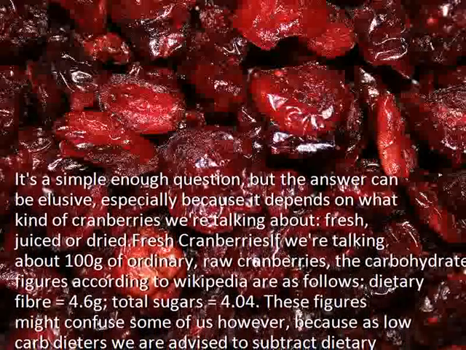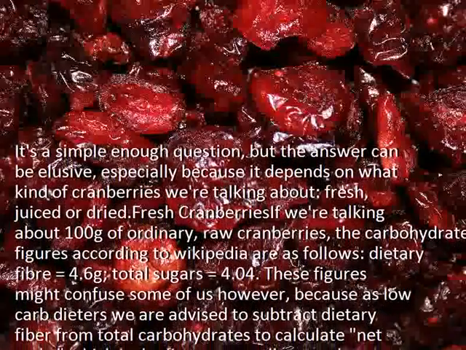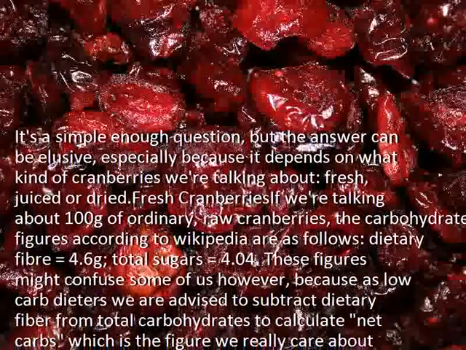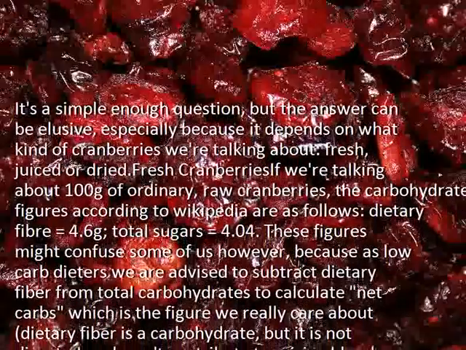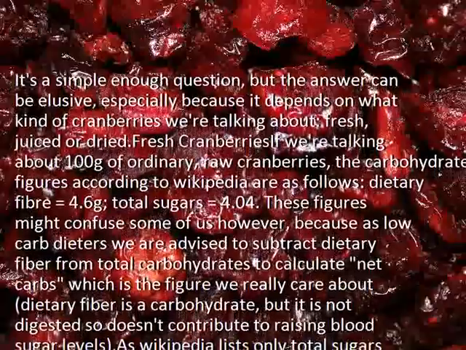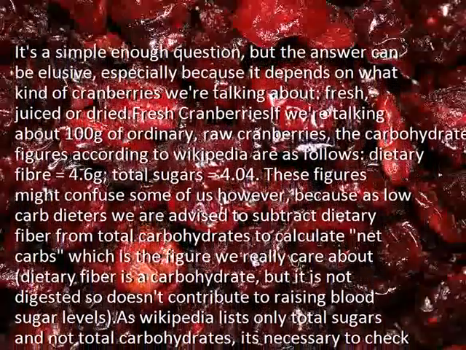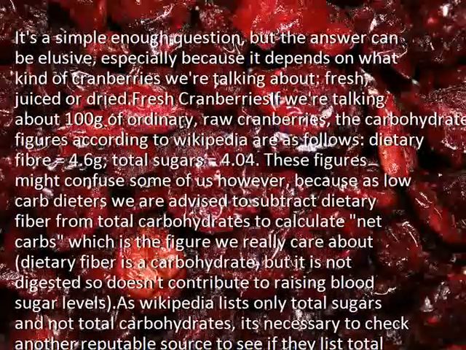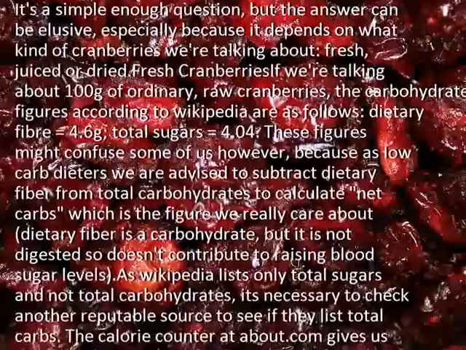Total sugars equals 4.04. These figures might confuse some of us, however, because as low-carb dieters we are advised to subtract dietary fiber from total carbohydrates to calculate net carbs, which is the figure we really care about. Dietary fiber is a carbohydrate, but it is not digested, so doesn't contribute to raising blood sugar levels, as Wikipedia lists only total sugars and not total carbohydrates.